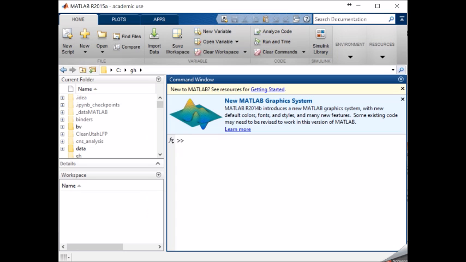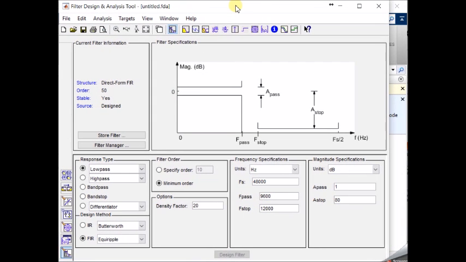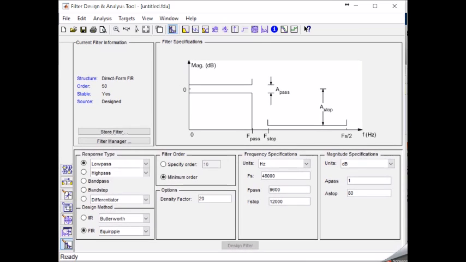I just opened up MATLAB so we can look at the filter design and analysis toolbox. So to do that, we just, in the command window, type in fdatool, press enter, and the filter design and analysis toolbox will appear. Up at the top will be a plot where we can see our filter kernel or frequency response. And at the bottom here is where we will design our filter.